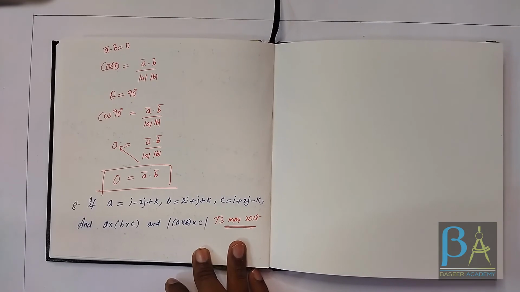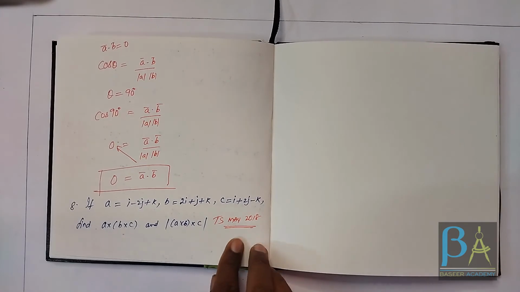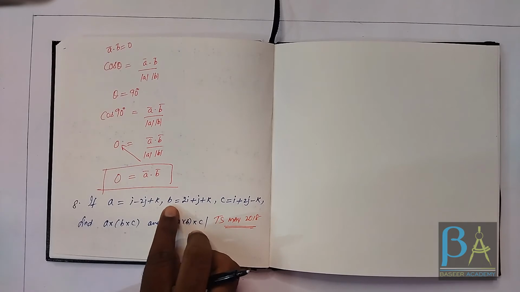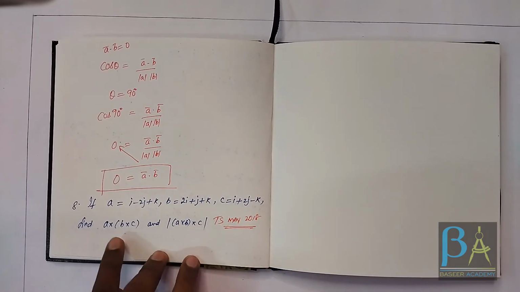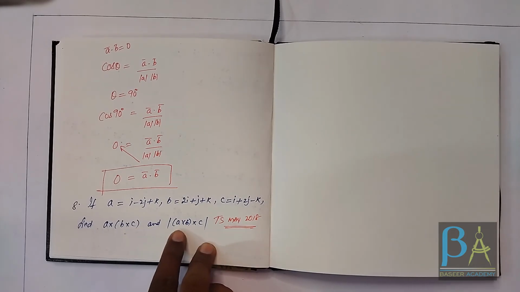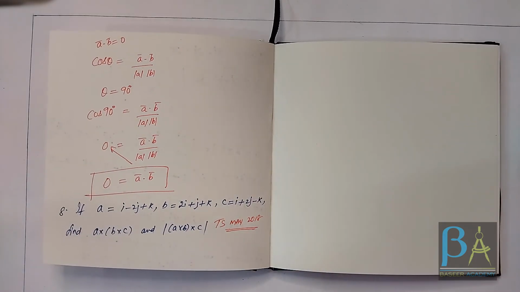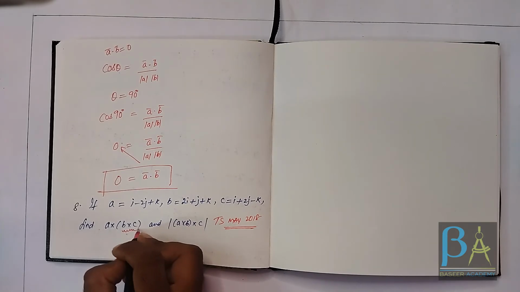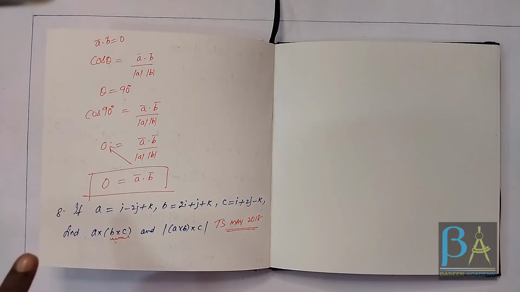Now this question was asked in Intermediate first year Telangana State May 2018 question paper. In this question we have three vectors given to us, vector A, vector B and vector C. We are supposed to find out A cross B cross C, and then we are also supposed to find out modulus of A cross B cross C. So what are we going to do here? First things first, we are going to find out B cross C, and then we'll do a cross product of A and B cross C.